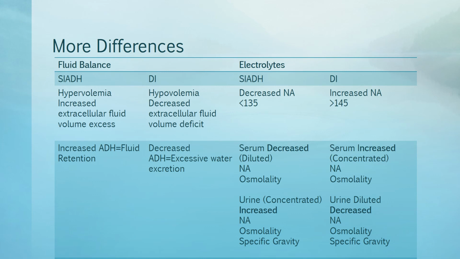Remember, with your electrolytes, your SIADH patient is going to have low serum sodium. DI has high serum sodium. If you want to memorize one, you've got to memorize it really well and understand it, then you know that the other one is going to be the complete opposite.